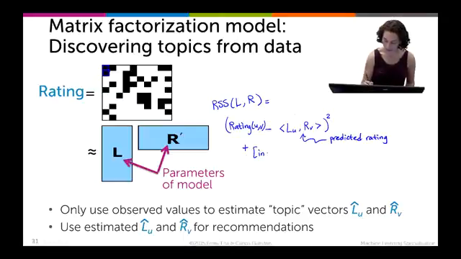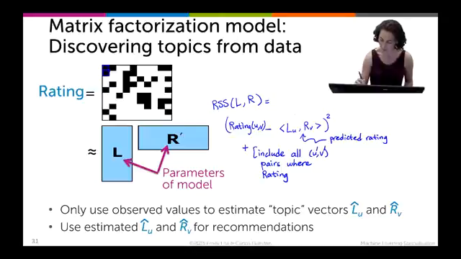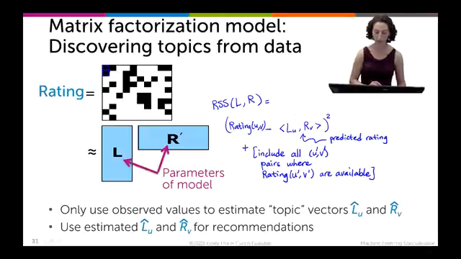So we're going to include all UV pairs where rating, let me use U prime, V prime to distinguish it from the specific U and V example I gave here. So we're going to add in all U prime, V prime pairs where rating U prime, V prime is available. And where are these available? They're the black squares, just to remember this picture here.